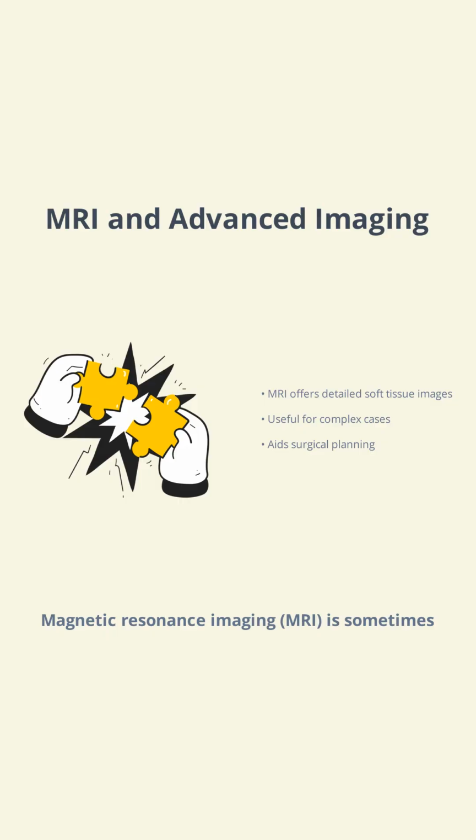Magnetic resonance imaging (MRI) is sometimes used to further evaluate finger drop, especially when cervical radiculopathy or muscle tendon injuries are suspected. MRI provides detailed images of soft tissues, nerves, and the spinal cord. While more expensive and less readily available than ultrasound, MRI can be crucial for complex cases or when surgical planning is needed.